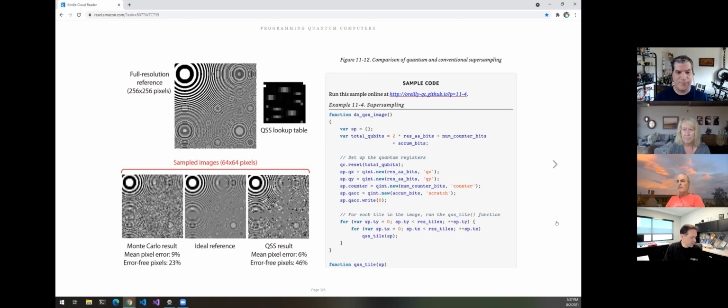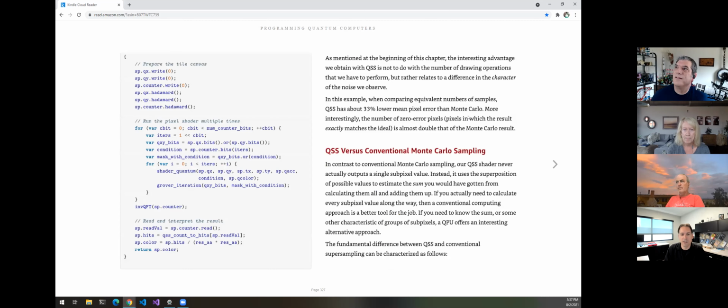And a couple pages further on, it does. Yeah. So great transition. So he talks about some of this. Our QSS shader never actually outputs a single subpixel value. Instead, it uses superposition of possible values to estimate the sum you would have gotten from calculating them all up.